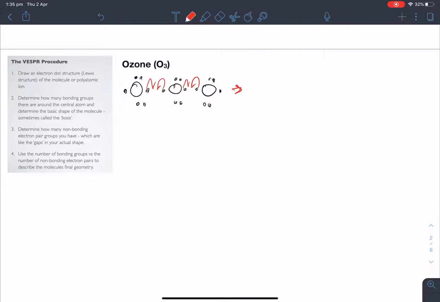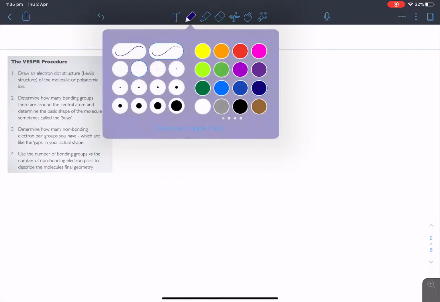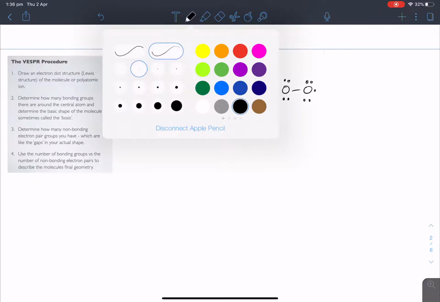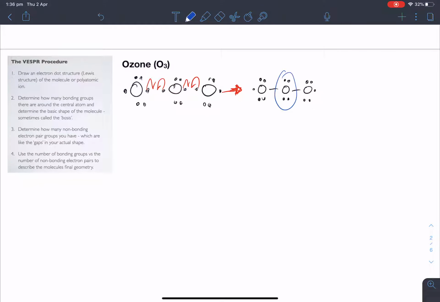Oxygen, oxygen, oxygen. We've got 2 lone pairs and 5 electrons there and 5 electrons here. Okay, let's do some electron counting. Around this central one we've got 2, 4, 6, 8. It's good. But these outer ones, 2, 4, 6, 7, that's not good. They need their full octet. So we're going to share some electrons.